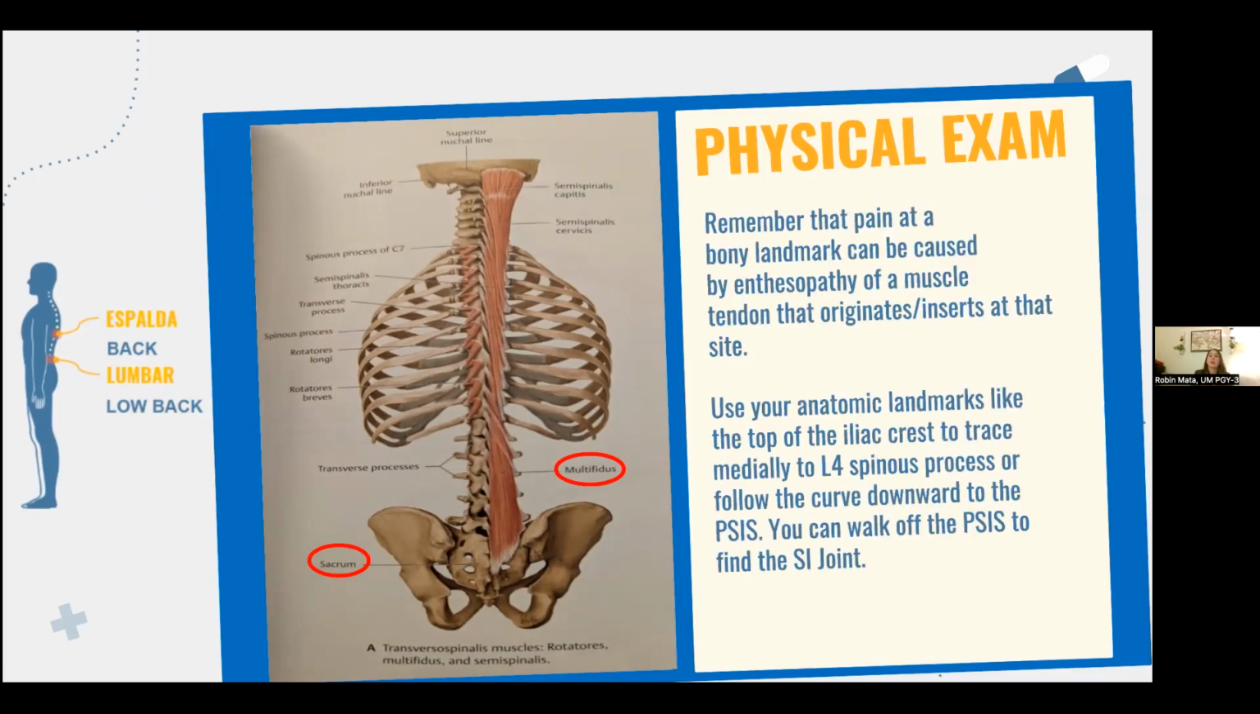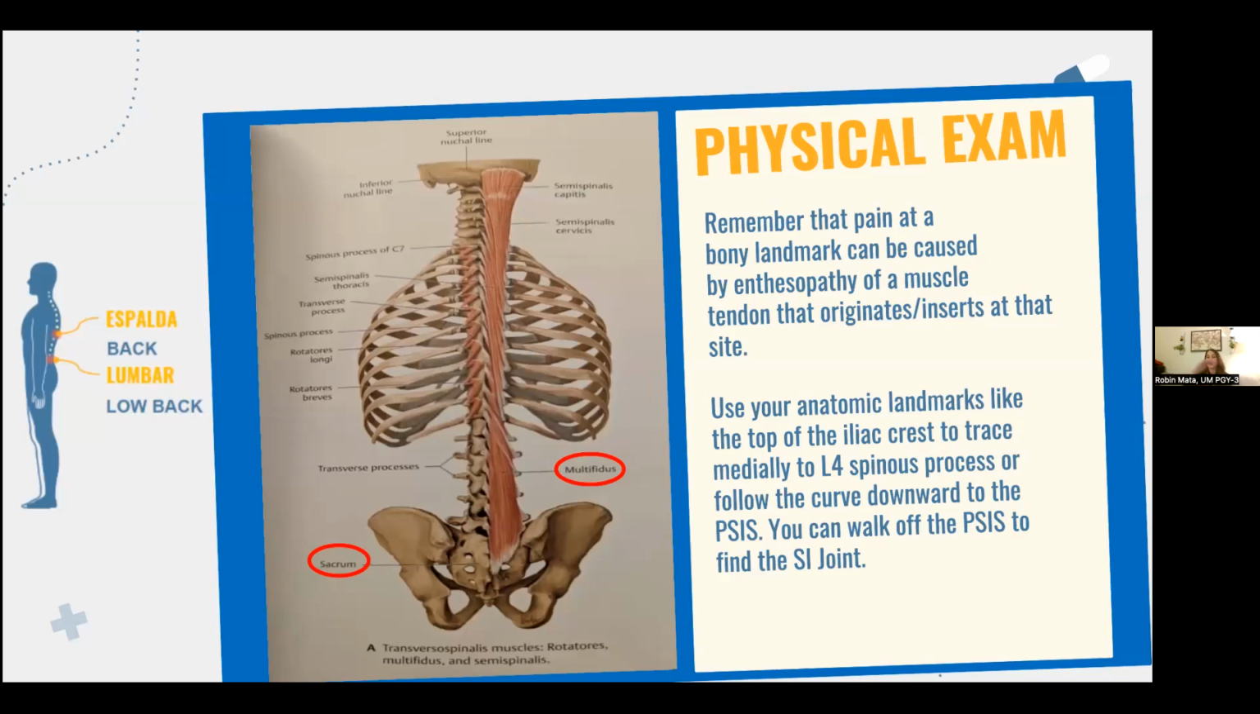So all I want you to remember is that just because a patient has pain at a bony landmark like the PSIS, that doesn't necessarily mean it's that bone or that joint. It could also be diseased tendon, whether that's acute or chronic, of a muscle tendon, enthesopathy, where it originates or inserts at that site. So kind of broaden your differential a little bit and be like, yeah, this could be SI joint pain, or it could be multifidi, or it could be iliac crest pain. Maybe they have some sort of enthesopathy of the QL or the glute muscles there. And then again, always use your landmarks on patients, never eyeball it.